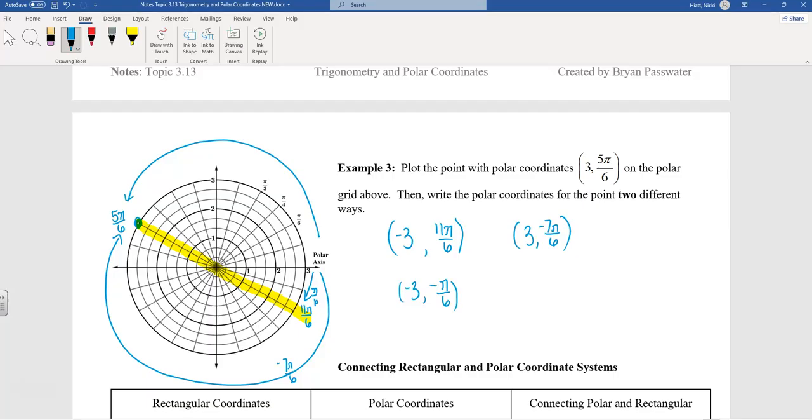Maybe instead of using a negative angle, I could do 5 pi over 6 plus 2 pi, right? We can always add 2 pi as many times as we want, and we get back to the same spot. So if I did that, I'd have to get common denominators. I'd get 5 pi over 6 plus 12 pi over 6, and that would give me 17 pi over 6. So I could use 3, 17 pi over 6. All of these would be in the same spot as 3, 5 pi over 6. Now, it only asked for 2, but I put a few extra just to show that those were not the only 2. And we could keep going with this, right? We could keep going forever.